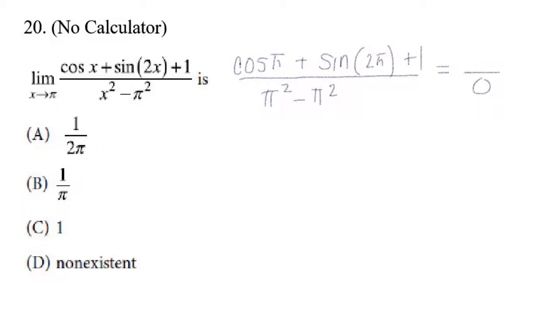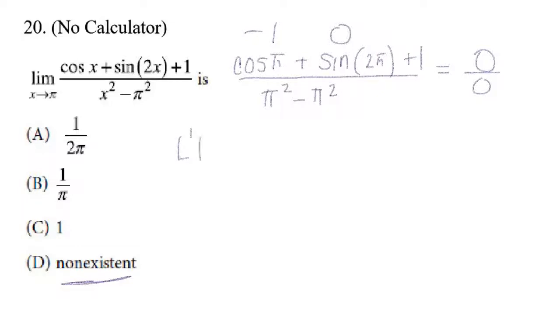The numerator, cosine of pi is -1. Sine of 2 pi is 0. And then we have a positive 1. So we have a 0 over 0, which does not automatically imply does not exist. We have to be careful.